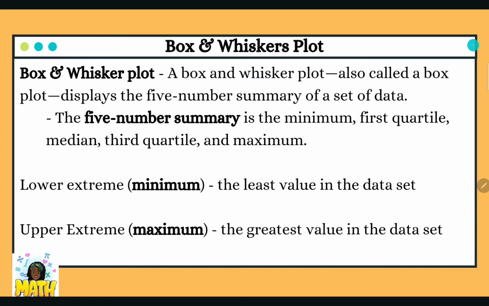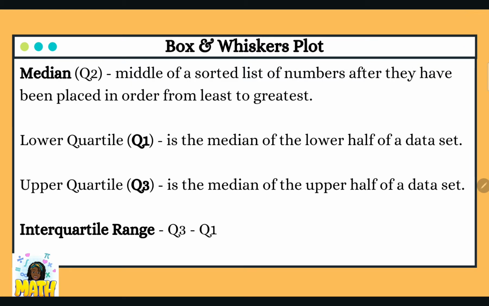A box and whisker plot, also called a box plot, displays the 5-number summary of a set of data. The 5-number summary is the minimum, first quartile, median, third quartile, and maximum. The minimum is the least value in a data set, and the maximum is the greatest value in the data set. The median, also called Q2, is the middle of a sorted list of numbers after they have been placed in order from least to greatest.